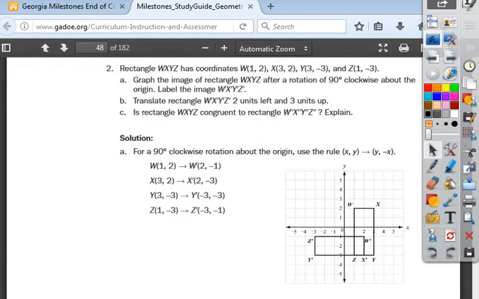Remember, if we're doing 90 degrees clockwise, we're going to switch them and change the X. If it's 90 degrees counterclockwise, we're switching and changing the Y. If it's 180, what are we doing? Changing them both. Switching the X and the Y.